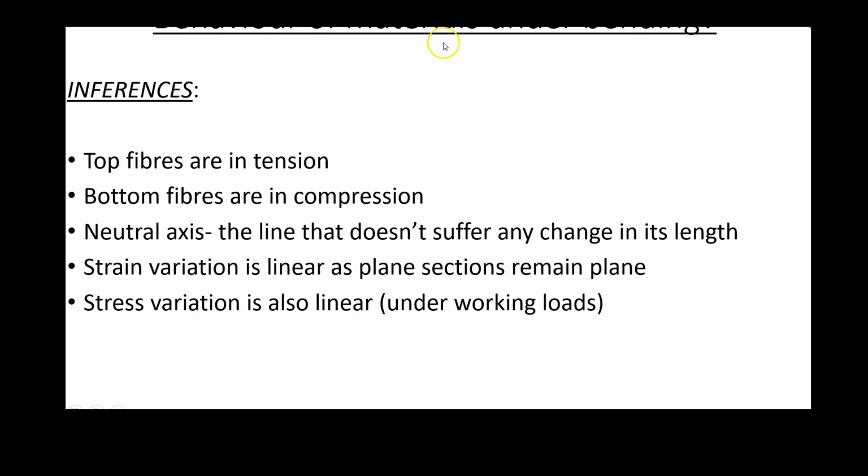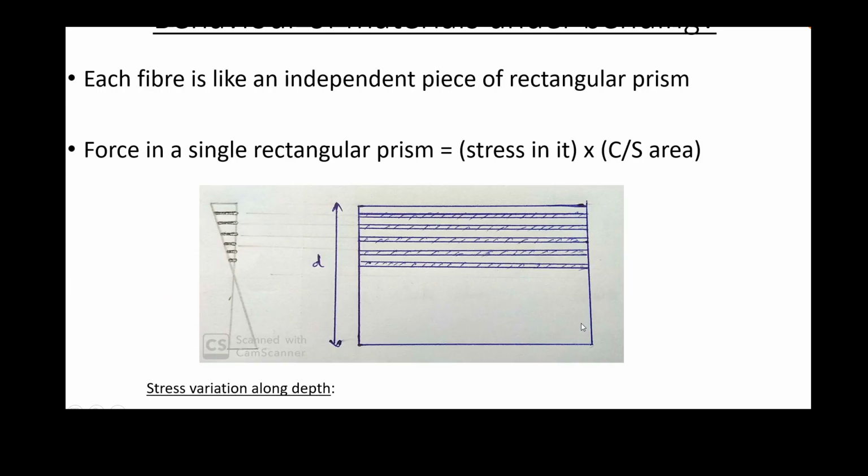So these are the inferences we have got from the experiment of bending the eraser. Top fibers are in tension, bottom fibers are in compression. We have seen the neutral axis that doesn't suffer any change in its length. Strain variation is linear, and stress variation is linear under working loads.